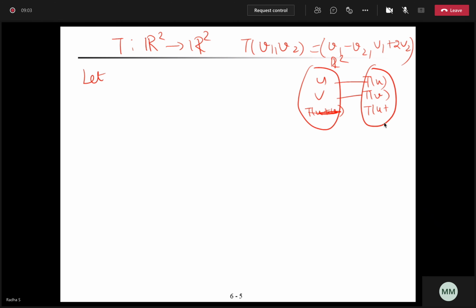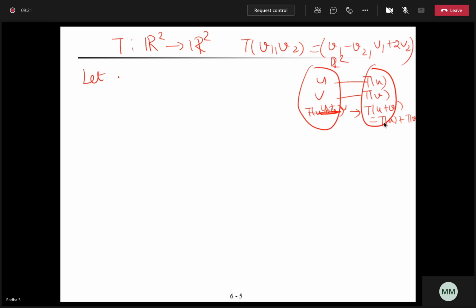will be here, right? T of u plus v. u plus v will be mapped down to T of u plus v. That is equal to T of u plus T of v. I need to check that. And also T of c times u will be equal to c times T of u. These two things I need to check.